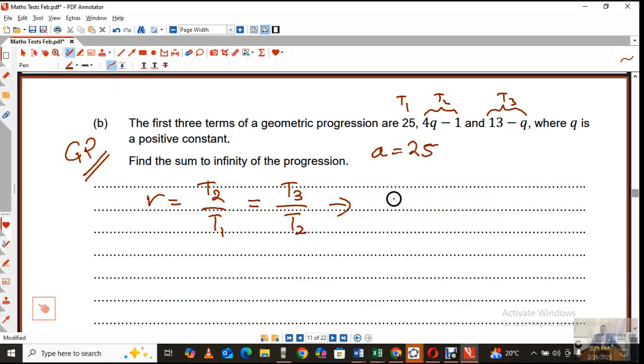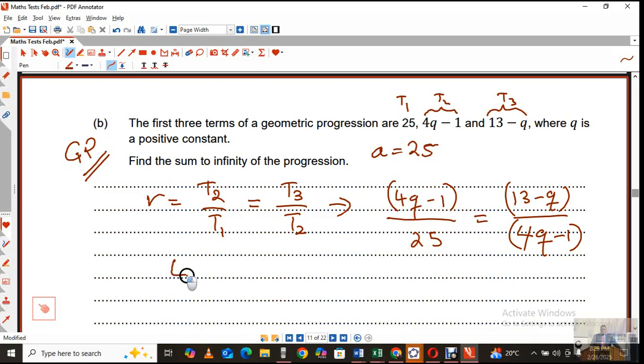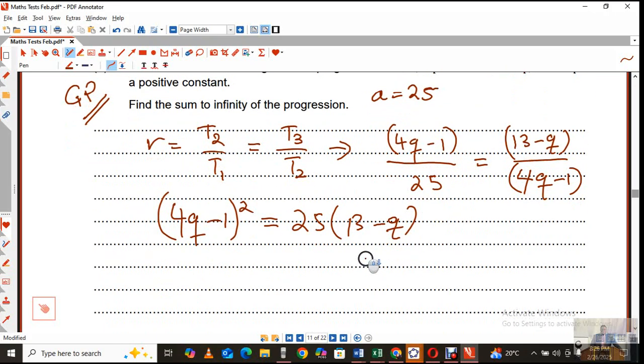In this case, I'll suggest that you put these expressions in parentheses, because you are definitely going to do an element of cross multiplication. The second term by the first, then you take the third term, which is 13 minus q, and you divide that by the second term, which was 4q minus 1. All right, then we cross multiply. We have 4q minus 1 all squared, multiplying by itself. Then you have 25 over here, then you have 13 minus q. Eventually we'll be getting a quadratic that we have to go and solve. As I said, we're going to show you an alternative method.